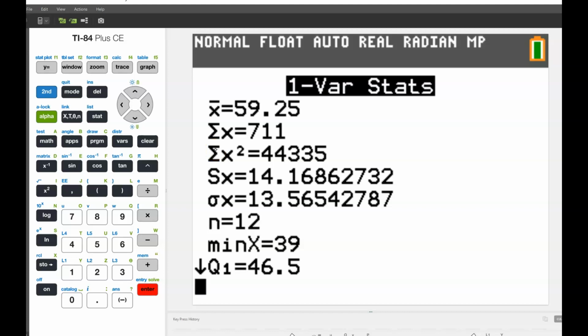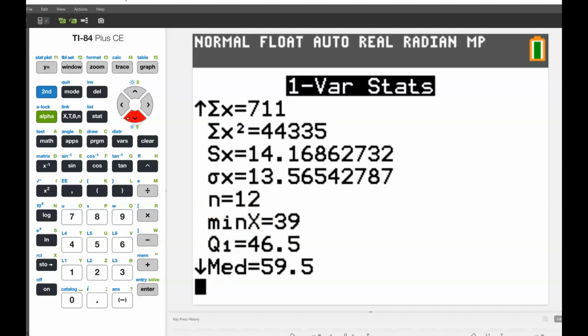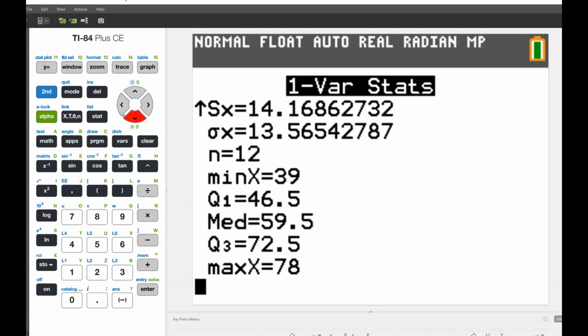So the standard deviation for Raleigh is 14.2. The other things in the list, it tells you what n is if you didn't know. And actually, if you scroll down, you're going to see the 5-number summary right there. Minimum 39, Q1, median, Q3, and maximum.